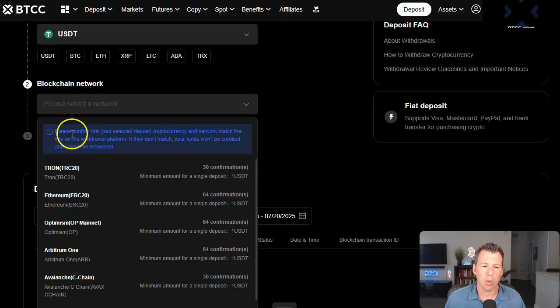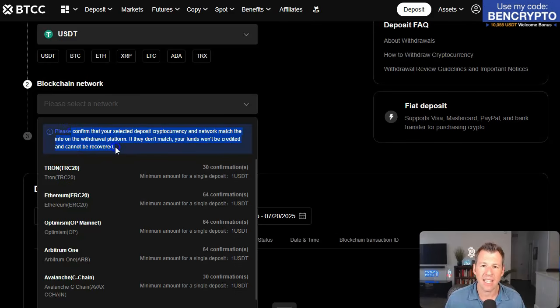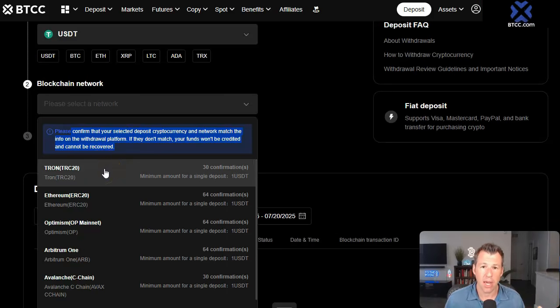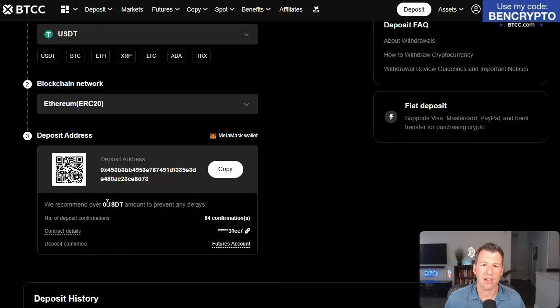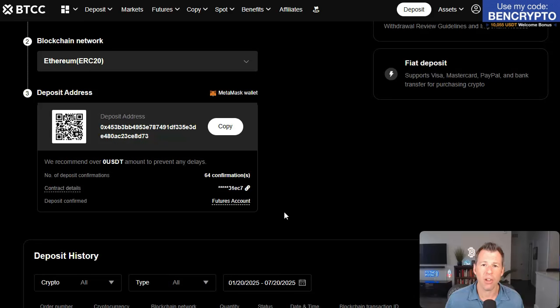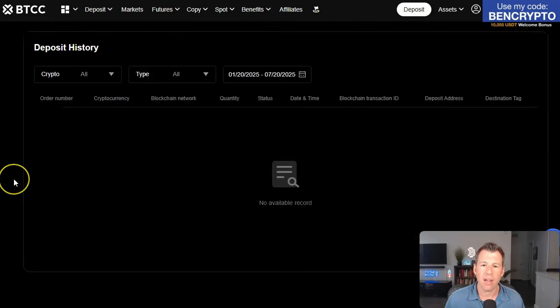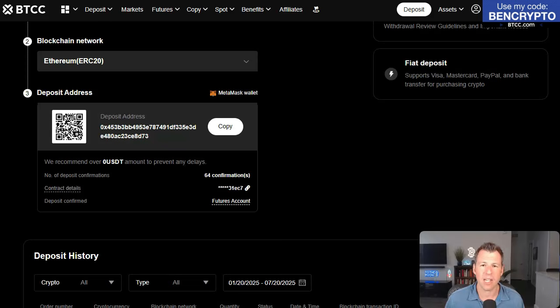But as they say here, you want to always make sure you are sending in Tether on the correct network, or else your tokens are going to get lost. So if you're sending in Tether on Tron, then select Tron. If you're sending in Tether on Ethereum, select Ethereum right here, and send it in. If you select a different option from the network of the tokens you're sending in, for Tether or USD or something like that, your coins can be lost. Very, very important. There is the deposit address. Send it in. These deposits are very quick, usually less than a minute for me.